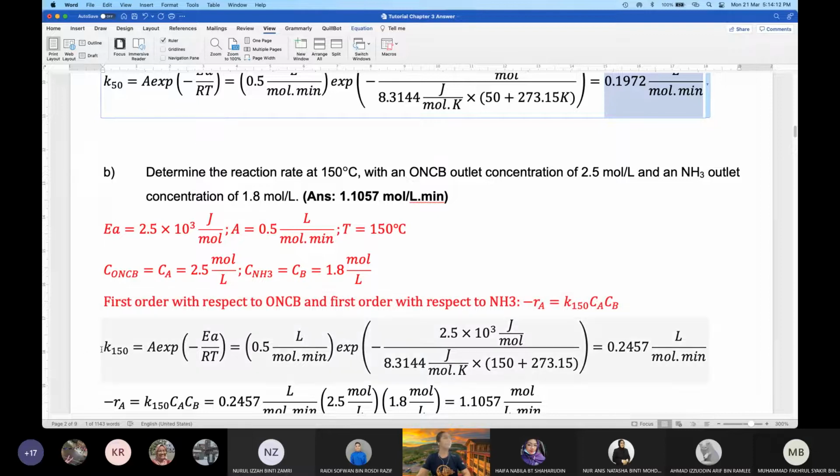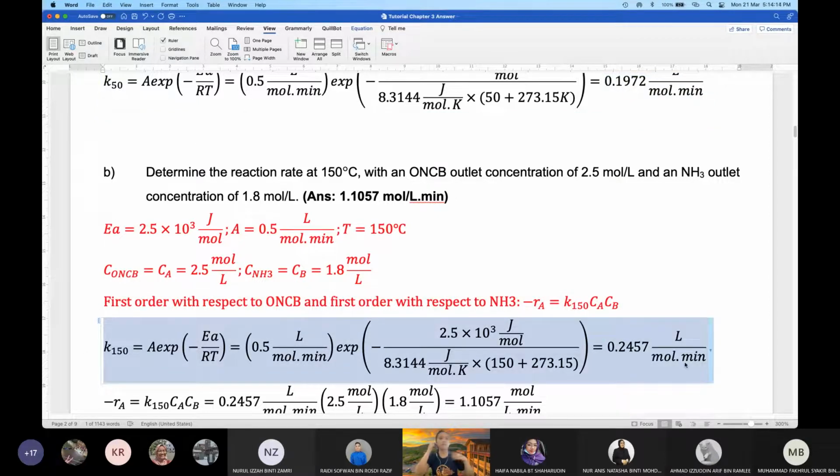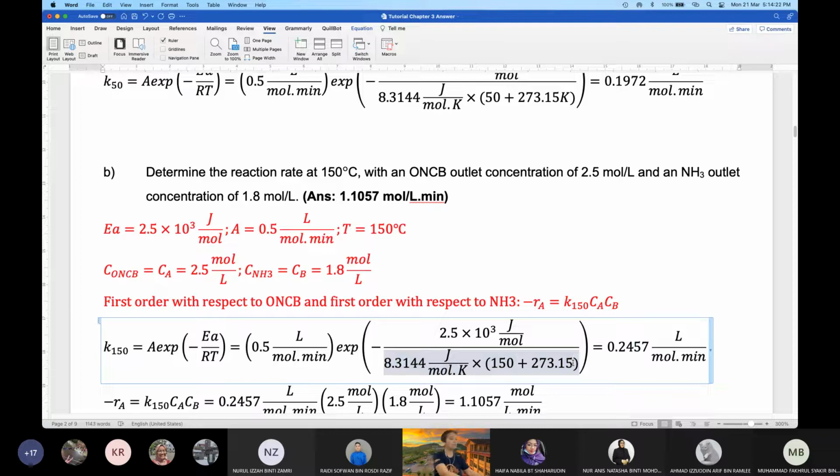So you have to do the calculation again to find K using the Arrhenius equation. The rest are the same except now my temperature becomes 150. So again, you have to convert the temperature to Kelvin. The other parts are all the same. EA is still the same, R is still the same, your A is still the same. Just that K changes because T changes. T changes, K changes. The rest, EA will not change, A will not change.